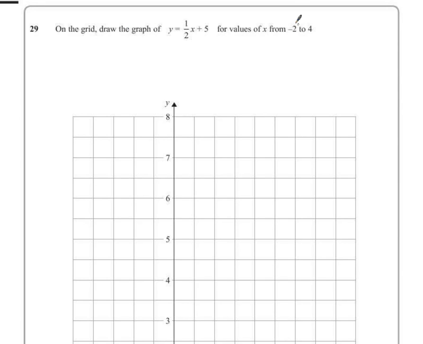If we start with our lowest value here, we've got x is equal to negative 2. Our highest value is x is equal to 4. And it's always a good idea just to have a value of x equals 0, just to be sure that you're plotting graphs correctly.